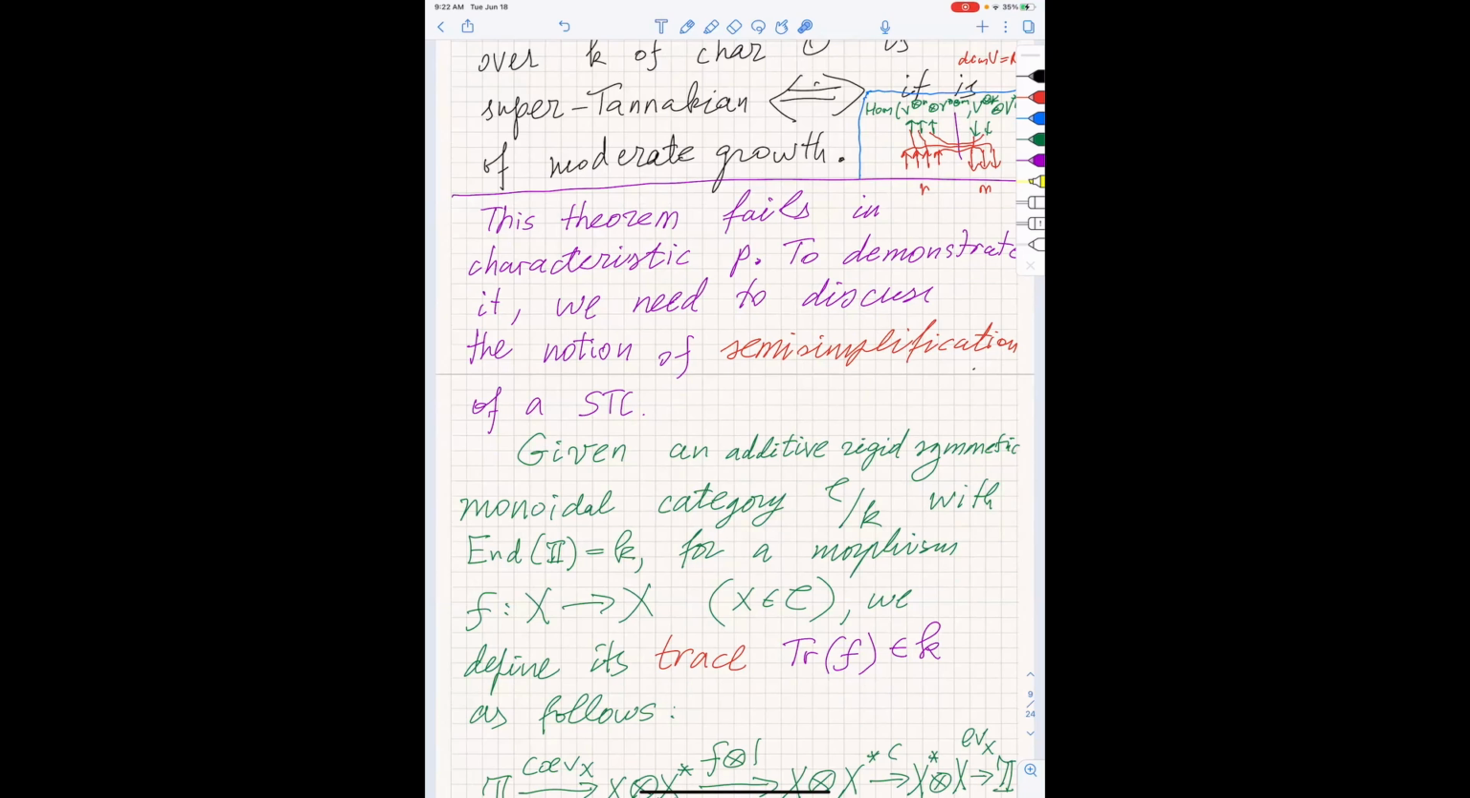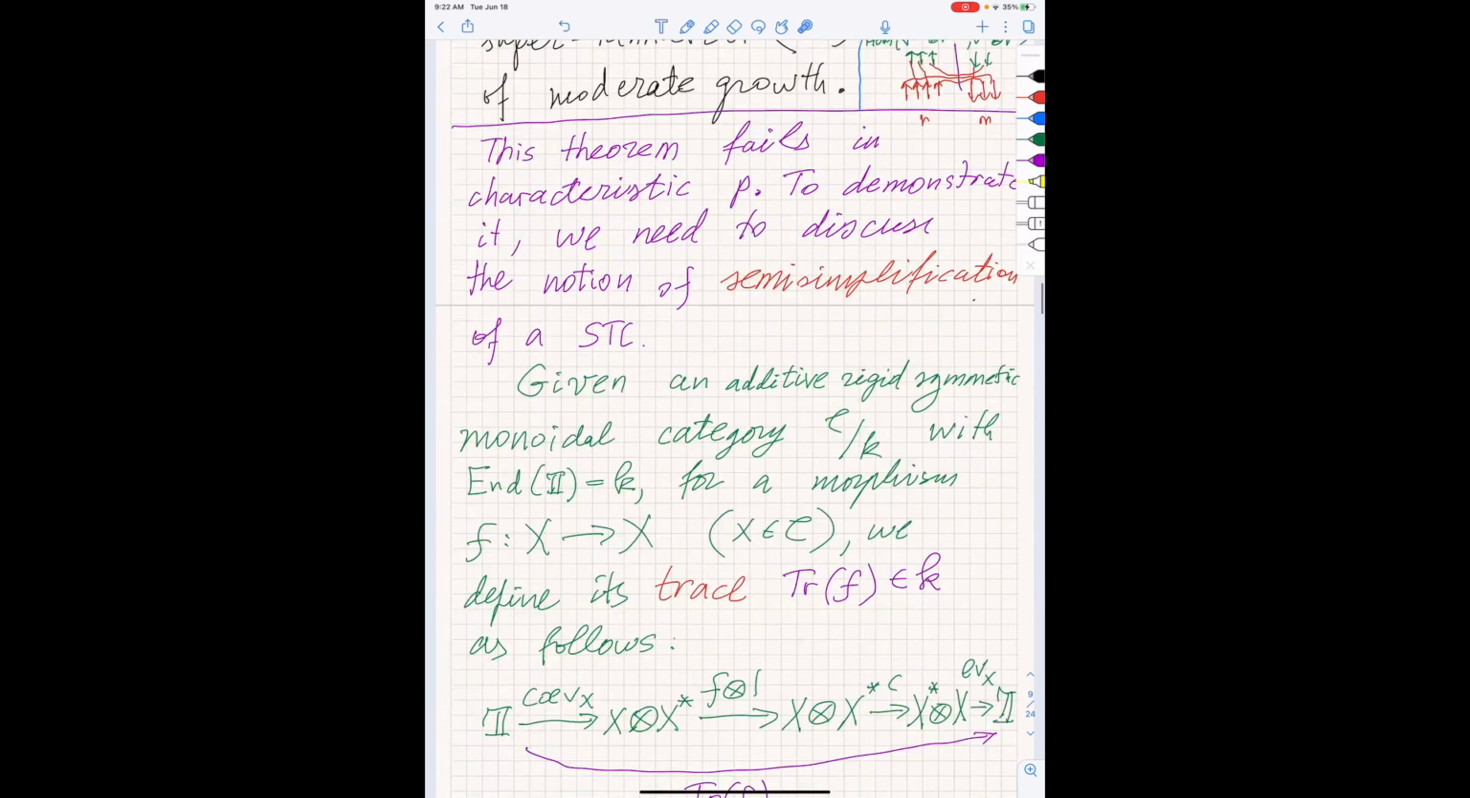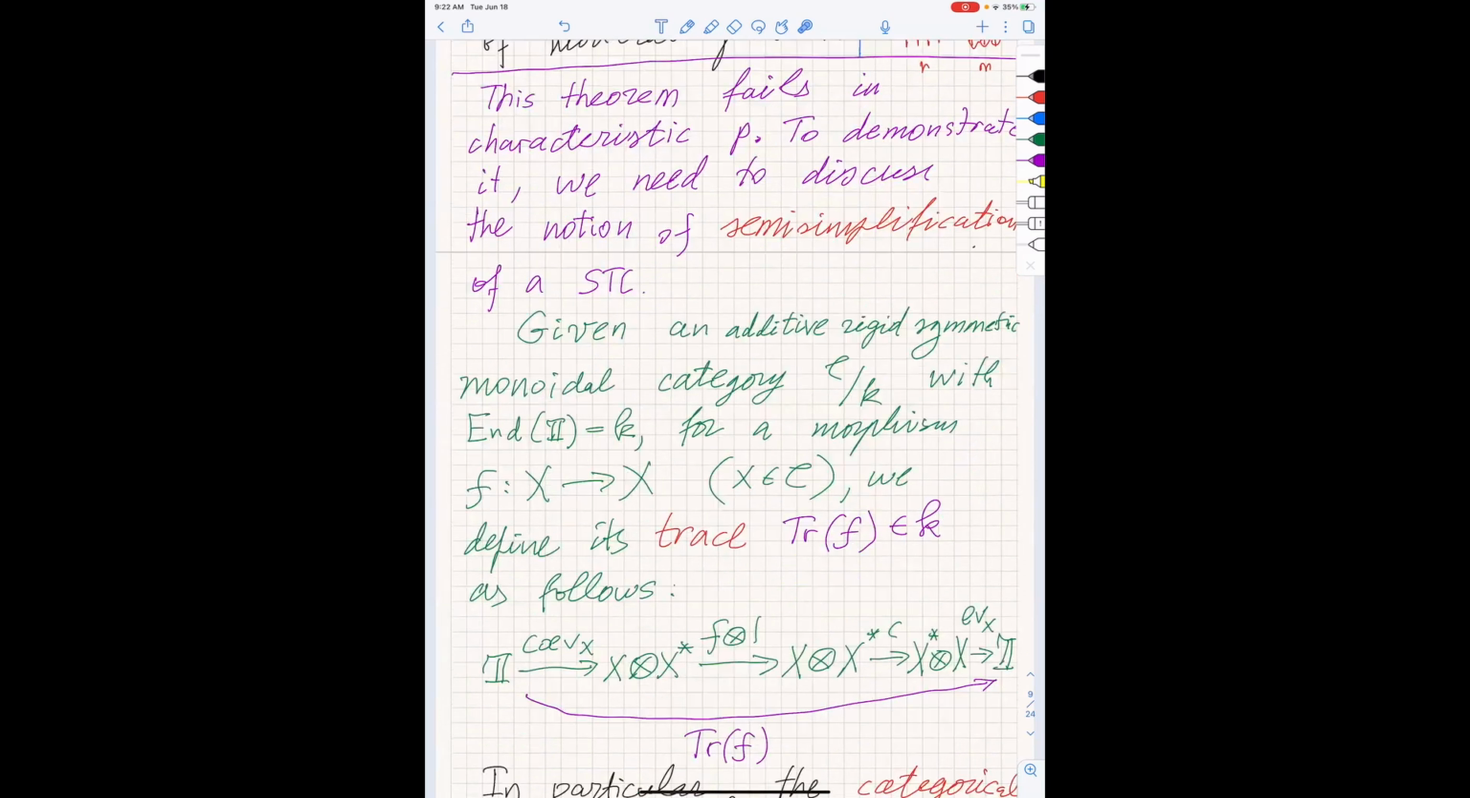So if you have a rigid symmetric monoidal category C over a field K with endomorphisms of 1 equal to K, then first of all, we have a notion of trace of a morphism. This notion is central in the theory of tensor categories and topological field theory, because it's used to obtain invariants of knots and 3-manifolds. And the notion is the following.